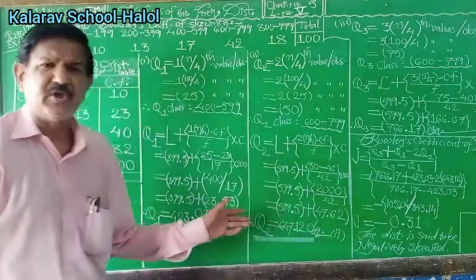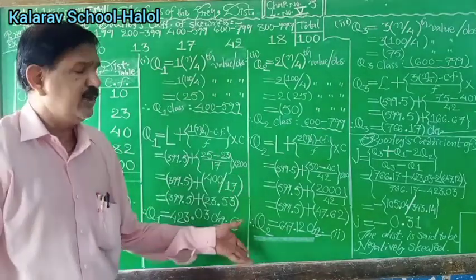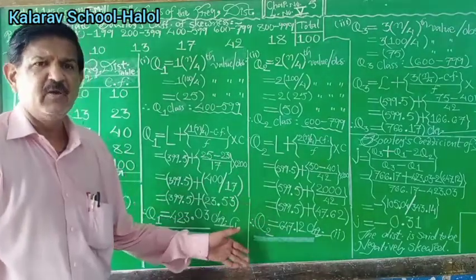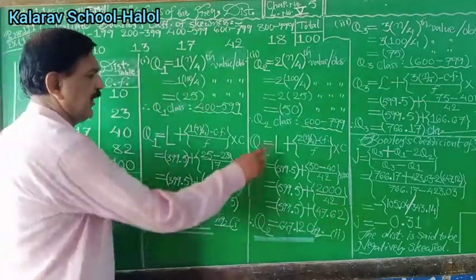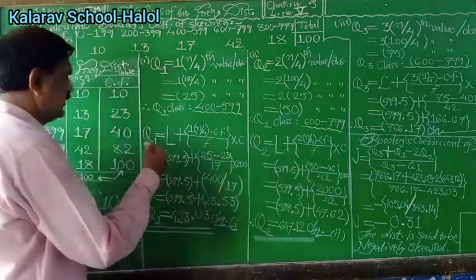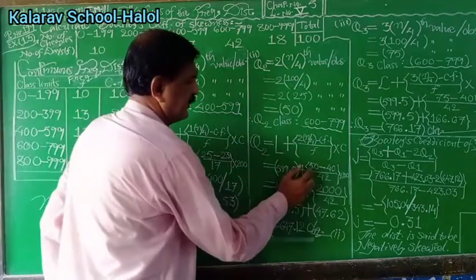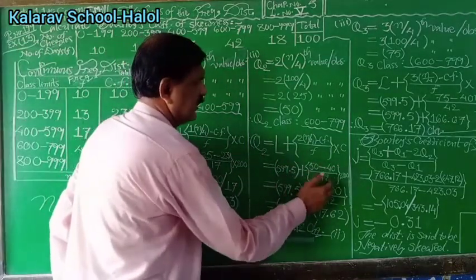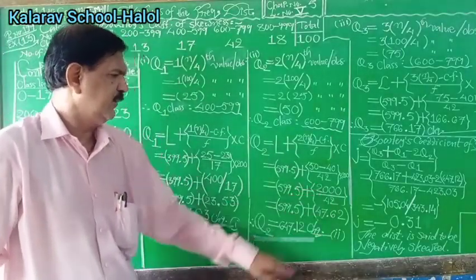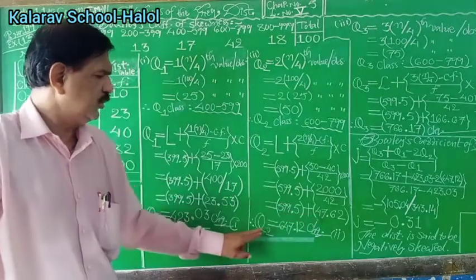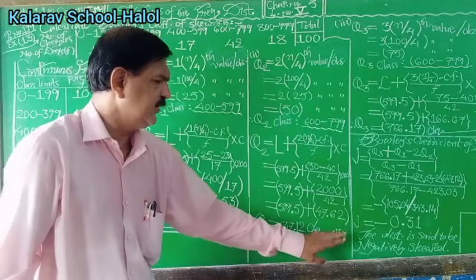This is just a revision of central tendency, chapter number 3. If you have studied median, quartile, decile and percentile very well, then this is easy for you. 599.5, 50, CF 40, frequency 42 into 200. Subtraction is 10, 10 into 200 is 2000 upon 42. The division is 47.62, and ultimately the answer is Q2 is 647.12 number of checks. Call this result number 2.